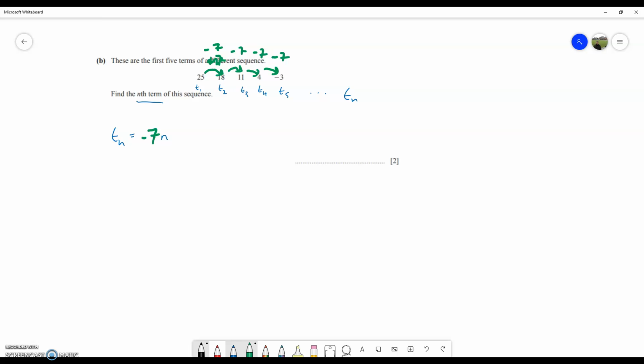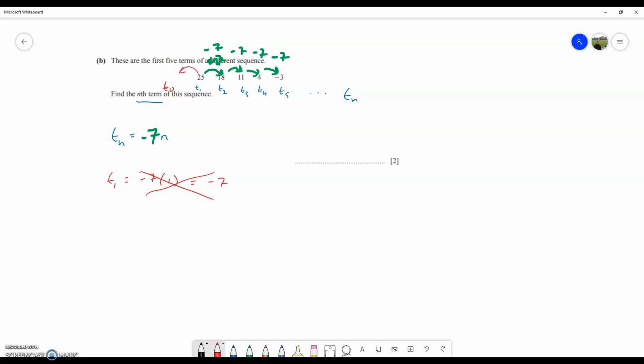Now, if we were to substitute values in this, so T1 should be equal to -7 bracket 1. And if we look at that answer, the answer is -7. So you can see, to start off with, that doesn't work. So that's no good. So we need a correction, or we need to find out what T0 is.